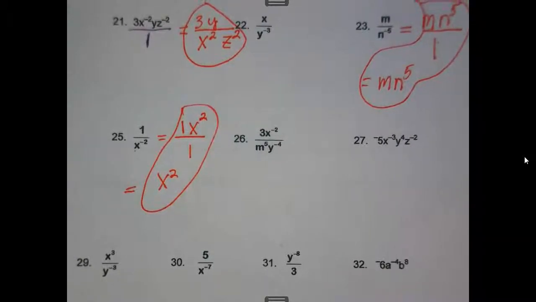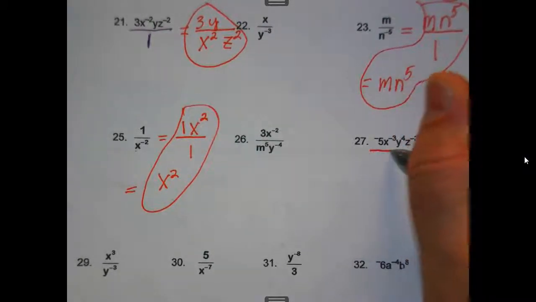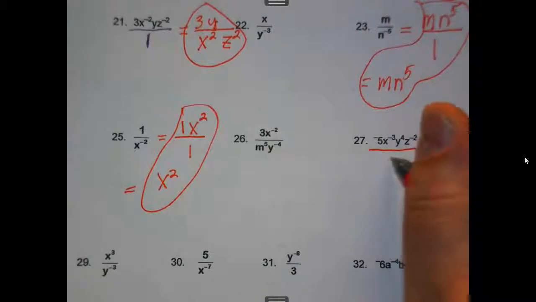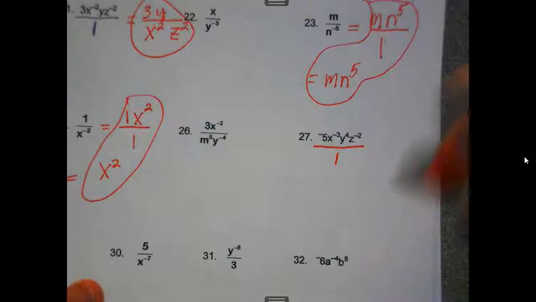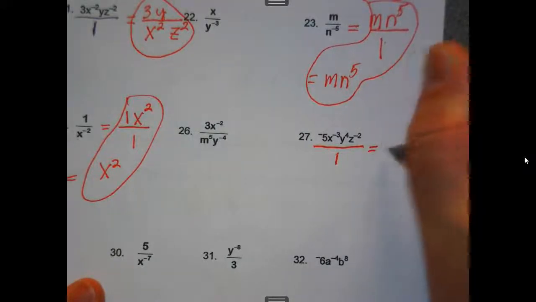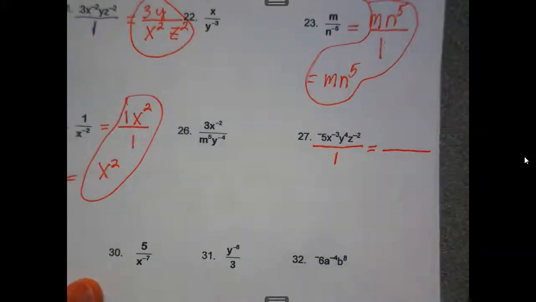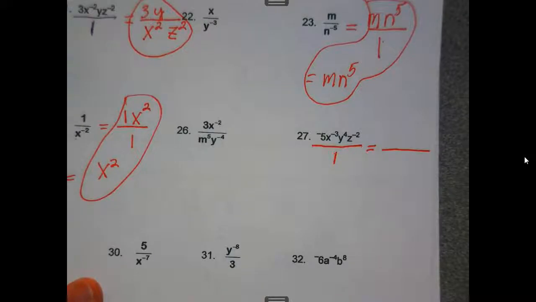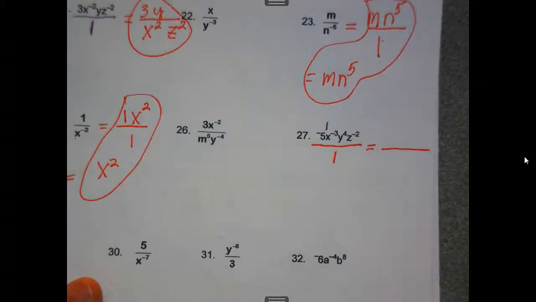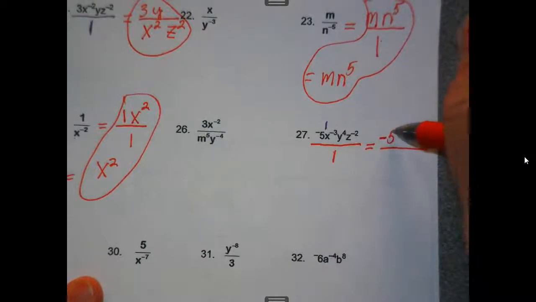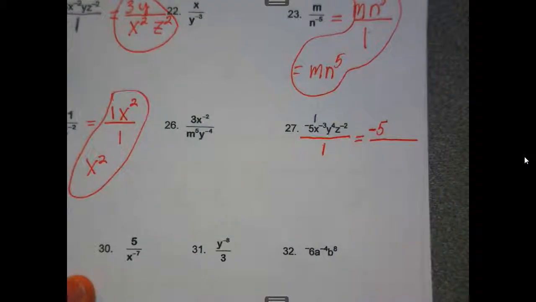27. I don't have a fraction, but I do have negative exponents, so I'm going to make it a fraction. What happens with the negative 5? What's the exponent on negative 5? 1, right? So it stays where it's at. Okay. The number is negative, not the exponent. So it's going to stay where it's at.